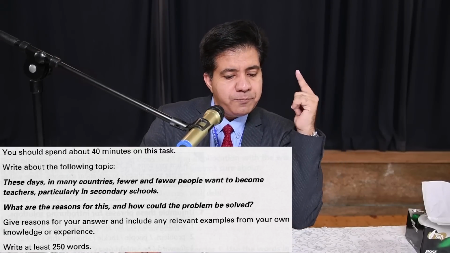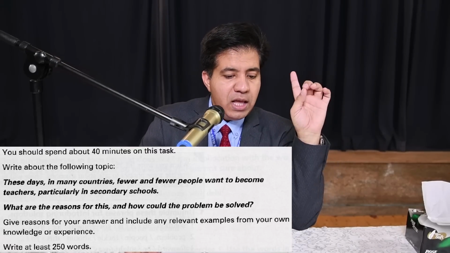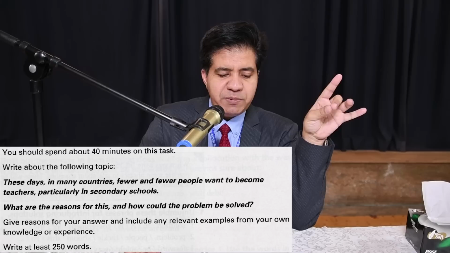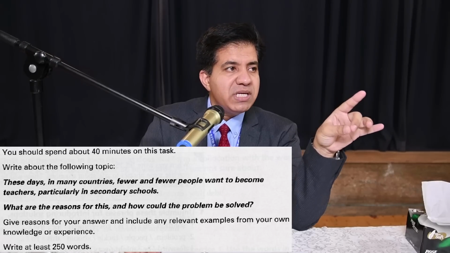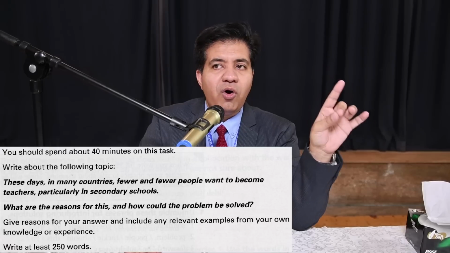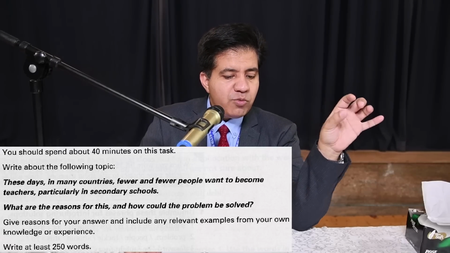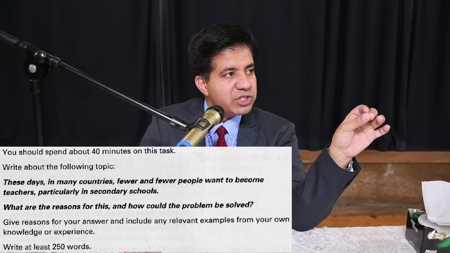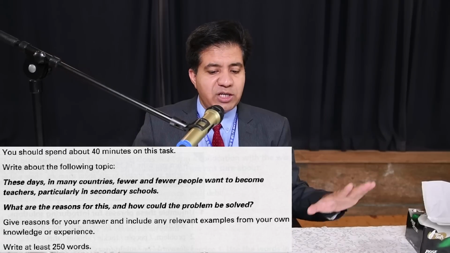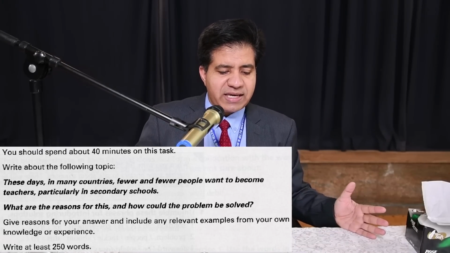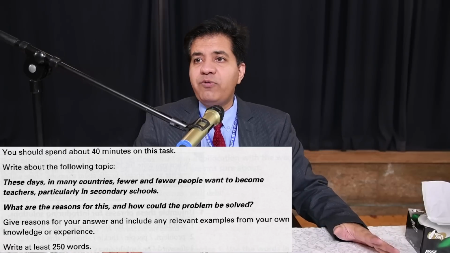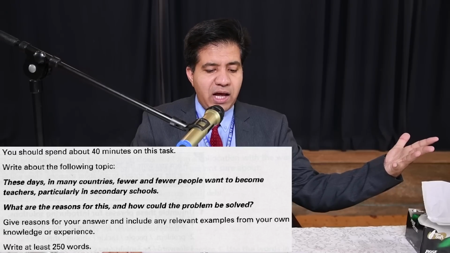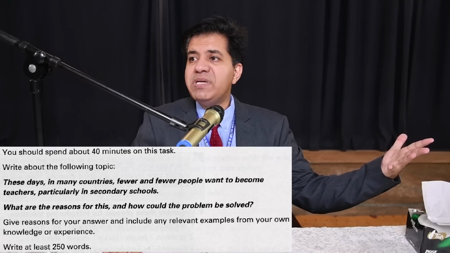So you just read, interpret the topic and look here and there for some time as you think. Okay, now I tell you how to interpret this topic. These days in many countries, fewer and fewer people want to become teachers, particularly in secondary schools. It means youngsters do not want to become teachers. Fewer and fewer means there are just few people who want to become teachers. So people are not willing to become teachers, particularly in secondary school. What are the reasons for this? Then they say, and how could the problem be solved?